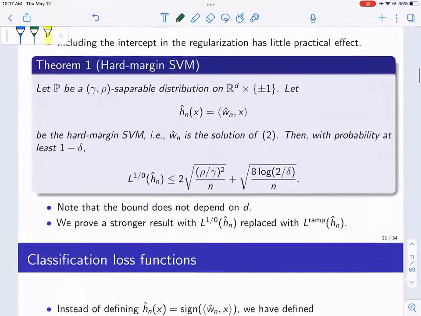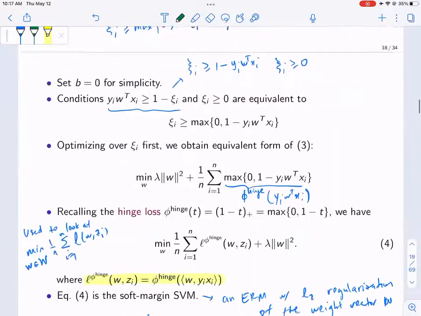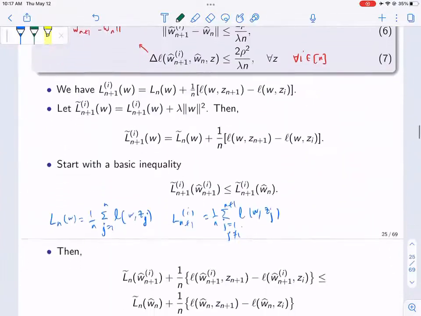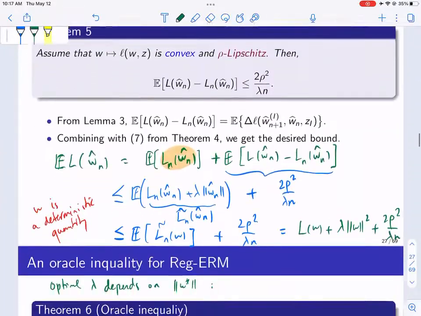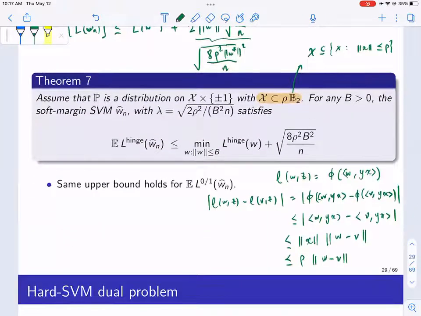If you compare qualitatively, it's a similar bound, but there are some caveats in the sense that you're not comparing with the best 0-1 loss, but the best hinge loss. That's sort of expected because you're not minimizing the 0-1 loss, you're minimizing the hinge loss. So it's quite a nice result, okay?